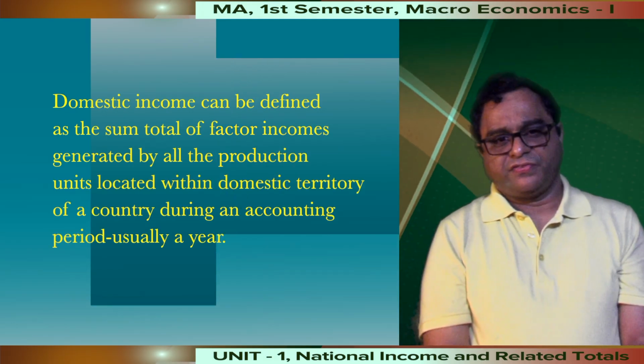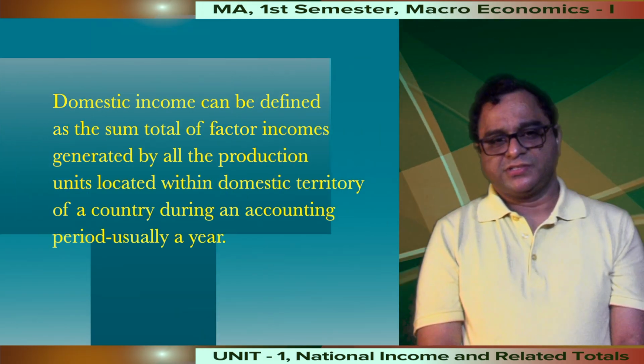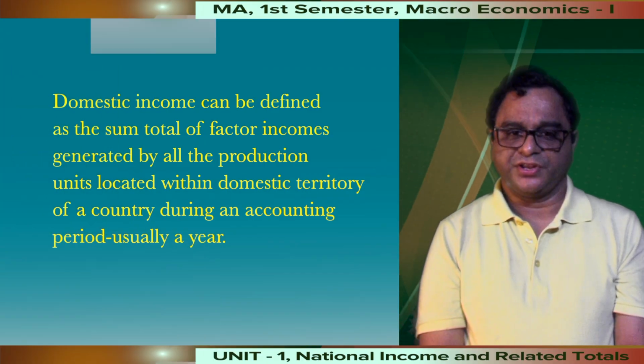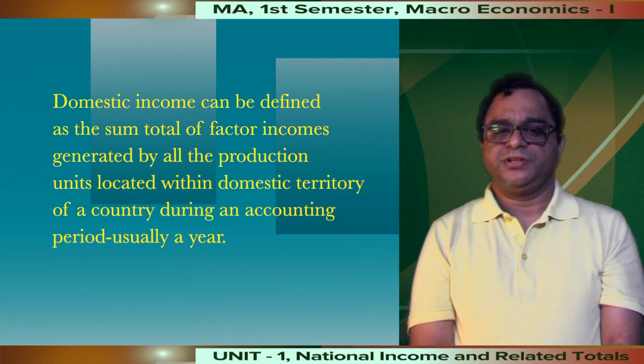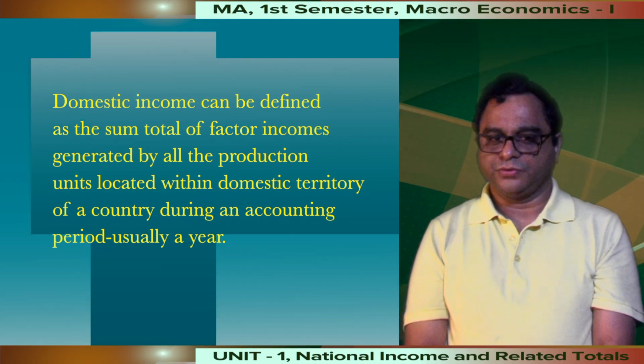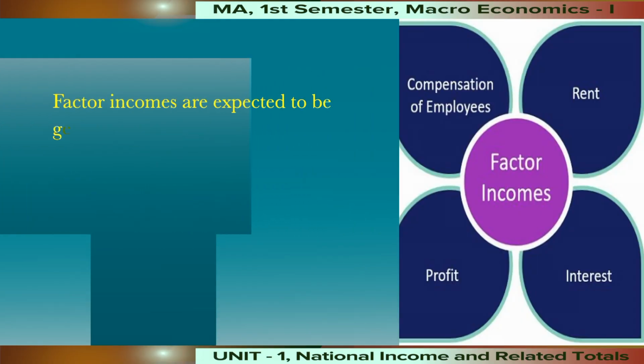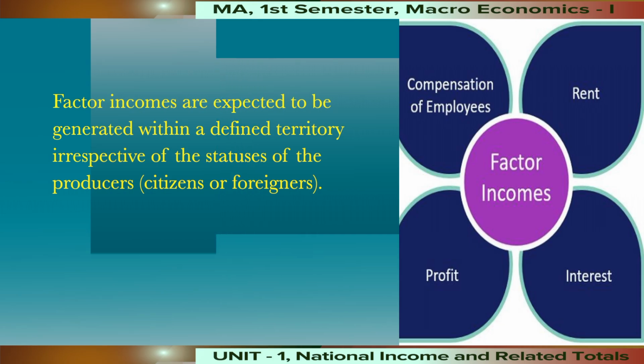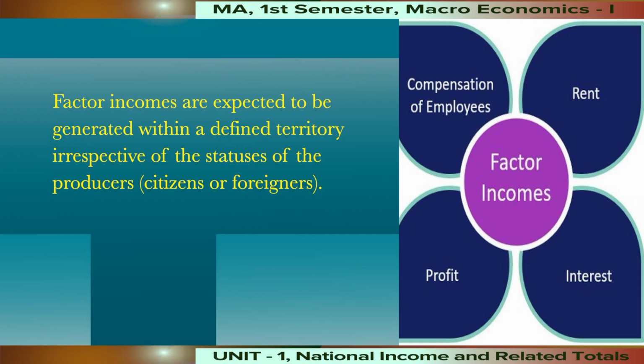Domestic income can be defined as the sum total of factor incomes generated by all the production units located within domestic territory of a country during an accounting period, usually a year, as you all know. Here, we should note that factor incomes are expected to be generated within a defined territory irrespective of the status of the producer, citizens or foreigners.